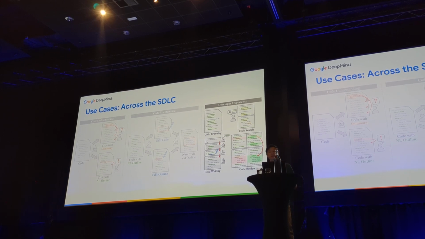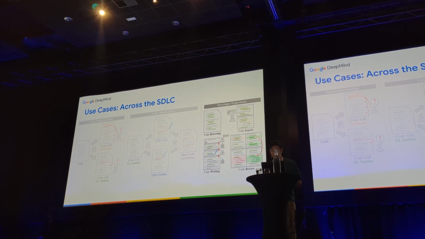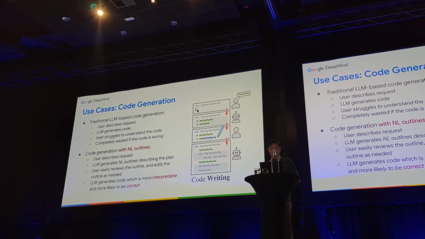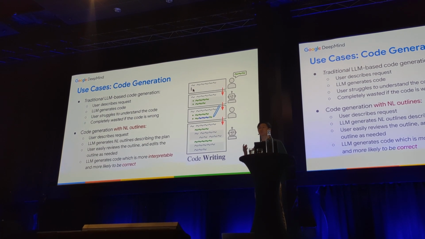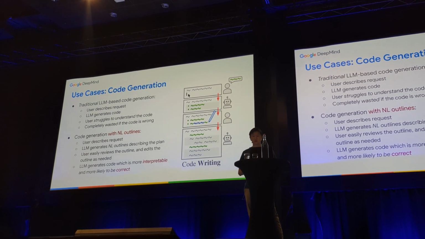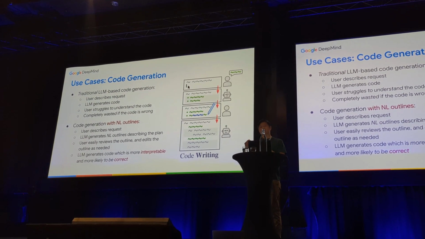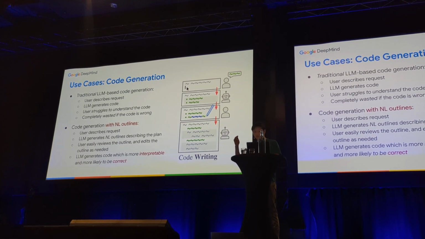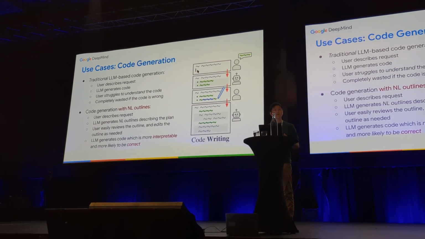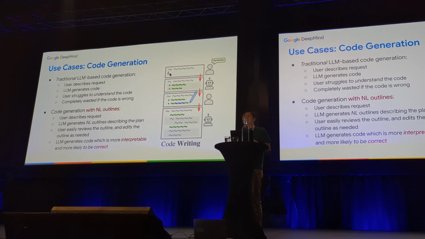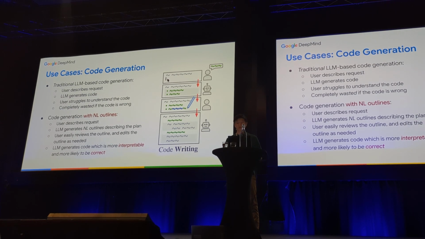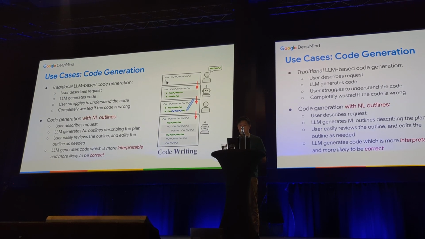Now let's discuss other applications across the software development lifecycle. Finish Changes is great for editing code, but here's another approach for generating large amounts of new code. In traditional LLM-based code generation, the user describes the request, the LLM generates a bunch of code, and now the user has to review the code. But this can be surprisingly difficult, especially if the generated code uses some unexpected strategies. And if the code has some overall mistakes, then all of the effort is wasted.